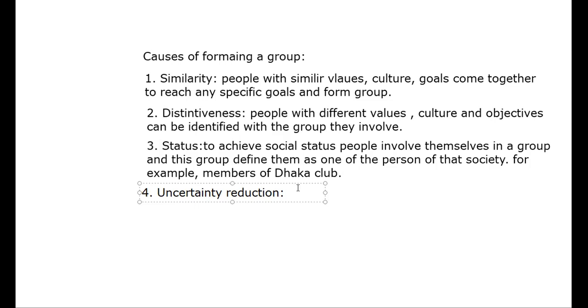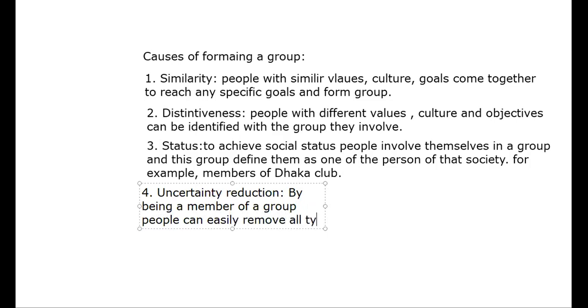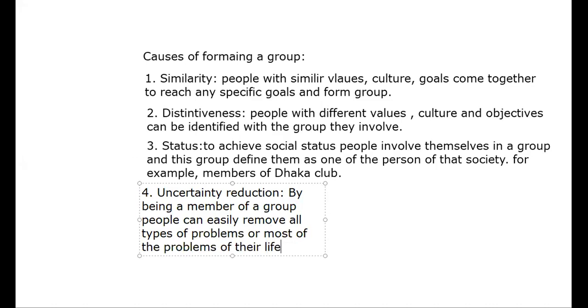Uncertainty reduction means by being a member of a group, people can easily remove all types of odd problems or most of the problems of their life. This is basically called uncertainty reduction.